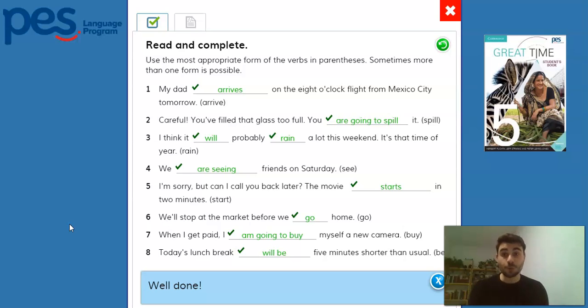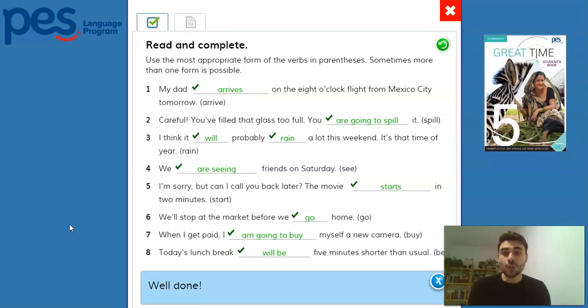So, for example, for number 1 here, you could have used the simple present, just like this one, the present continuous, you could use will, and you could also use going to, okay? So, basically, all options are possible for sentence number 1. Depending on your choice, the meaning is going to be a little bit different, okay?